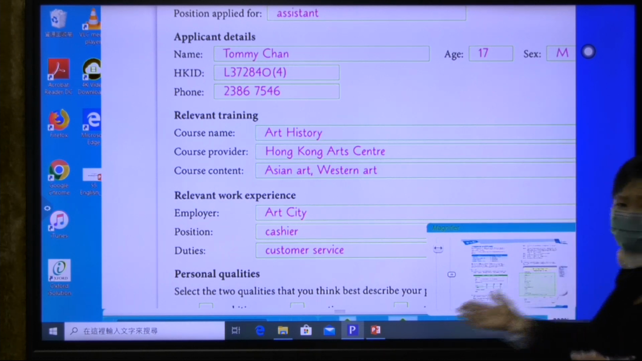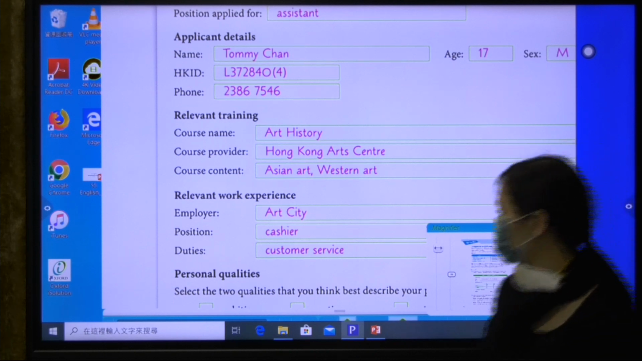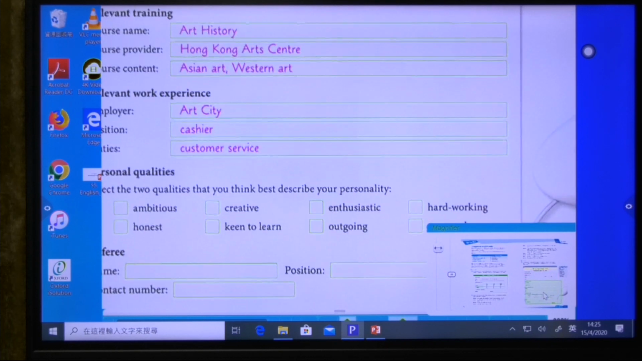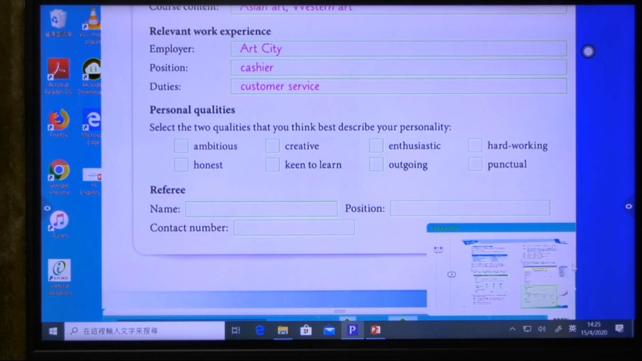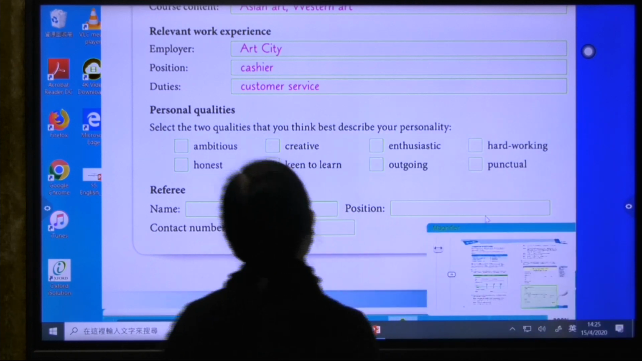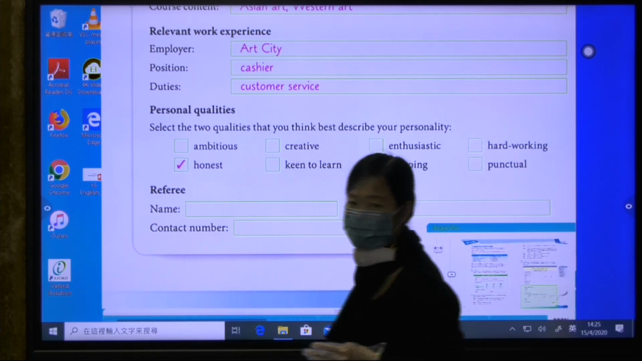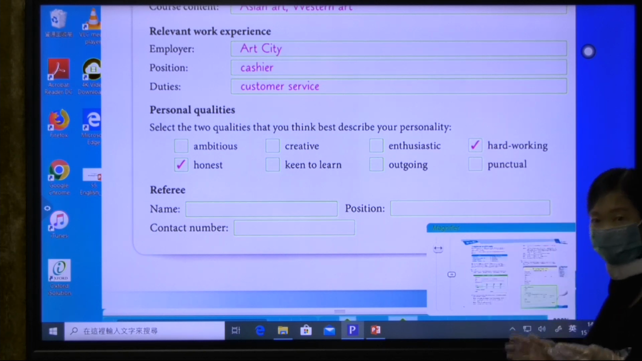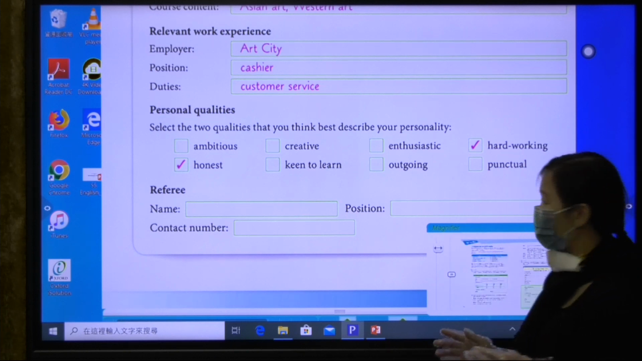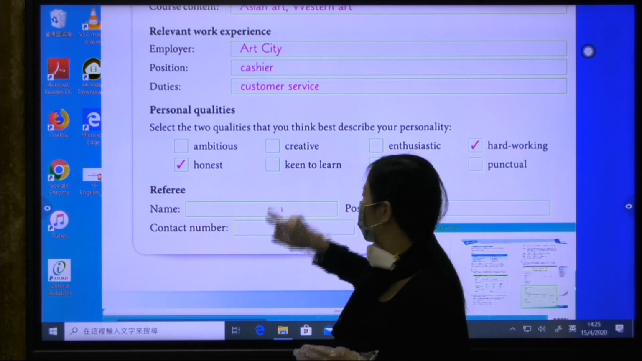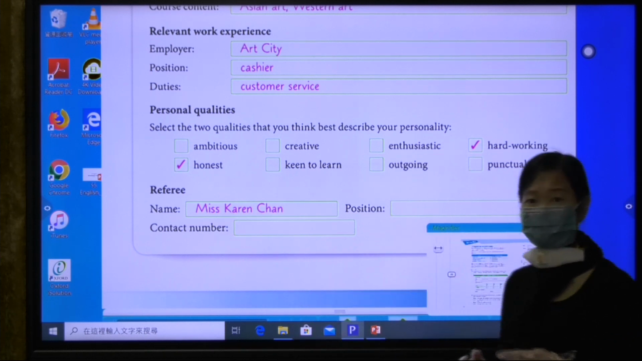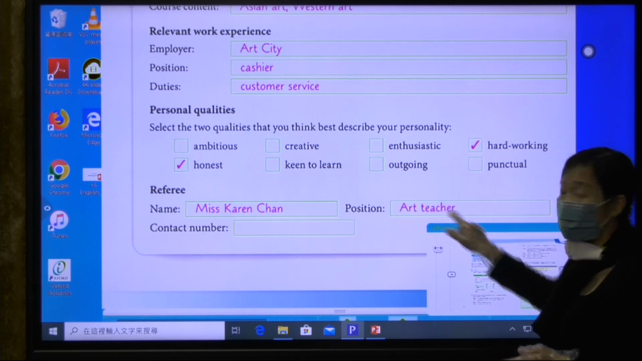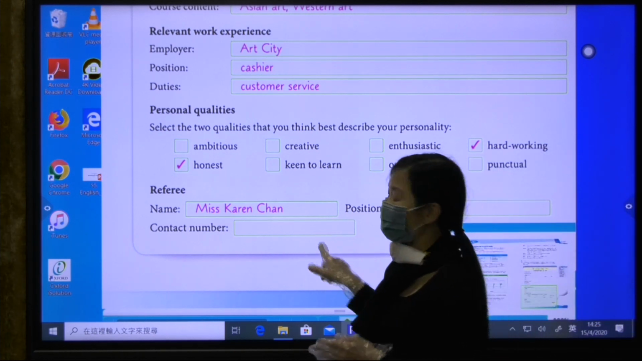And so what kind of personal qualities did he choose? Which two? He has chosen honest and hardworking. Honest and hardworking. And what about the last part, the referee? The name of the referee, Miss Karen Chen. Who is Miss Karen Chen? Tommy's arts teacher. And the contact number.